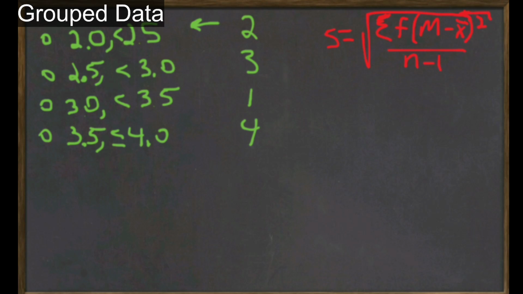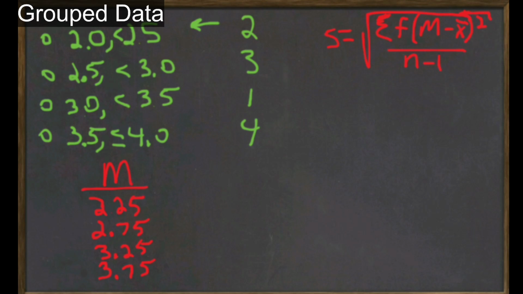Trying to think of the organization here. So what we have is, let's look at our midpoint as 2.25. Our 4 groups are 2.25, 2.75, 3.25, and 3.75.